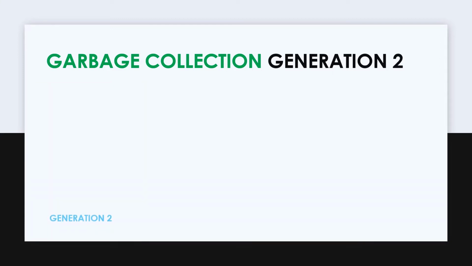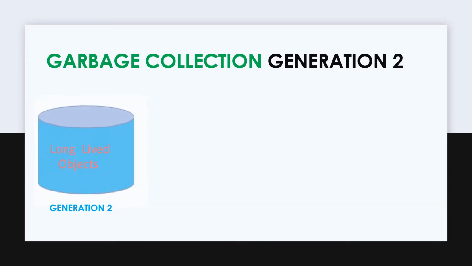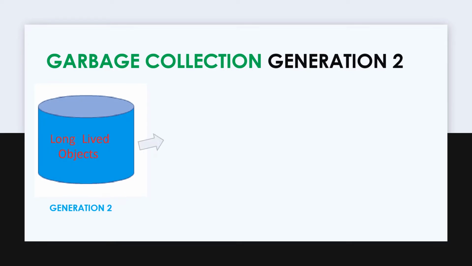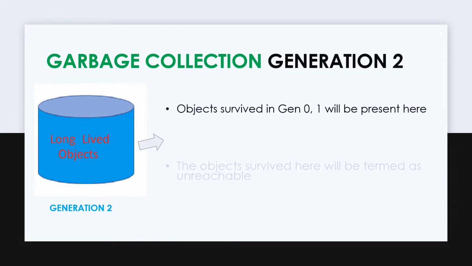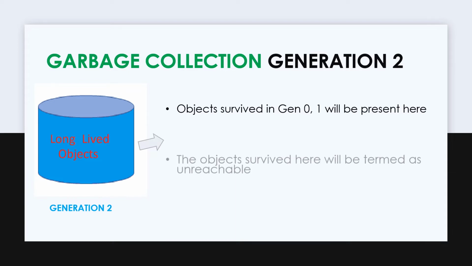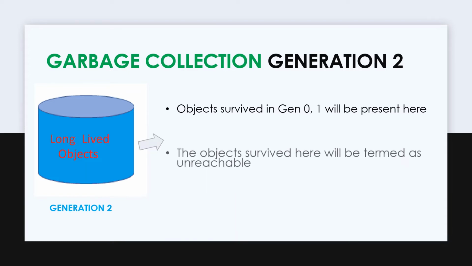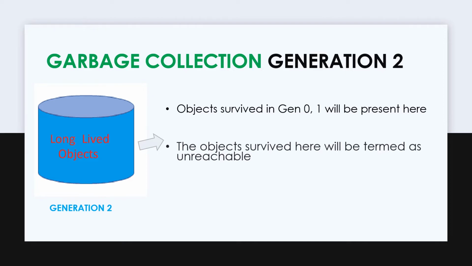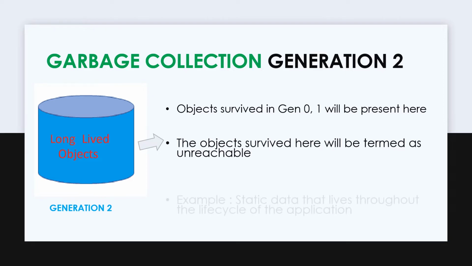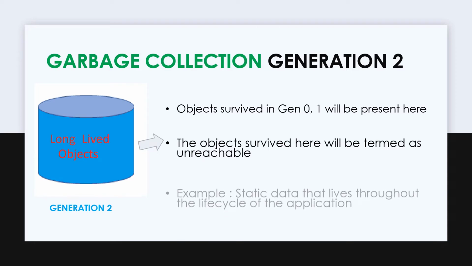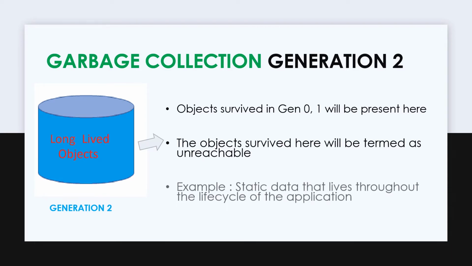Next we'll see generation 2, which is the final generation in garbage collection. The long-lived objects will be present here in generation 2. Sometimes this is called generation 3 in order number. The objects which survived from generation 0 and 1 will be present here, and the objects that survive here will be termed as unreachable. An example for this is static data that lives throughout the life cycle of the application.